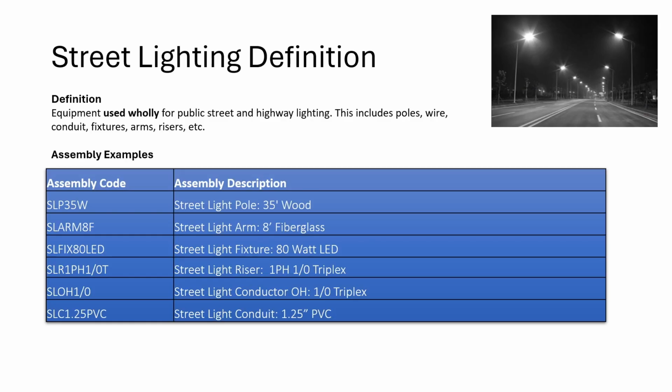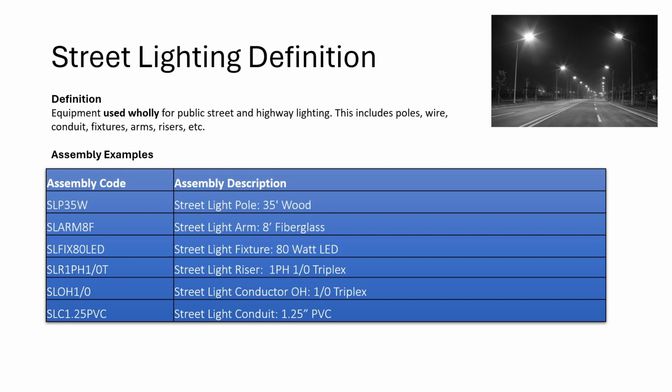Street lighting is defined as equipment that is used entirely for the illumination of public streets and highways. This includes more than just the fixture itself. It includes poles, wire, conduit, streetlight arms, risers, etc. So if the light that is illuminating an area is not a public street or highway, then it doesn't necessarily fall under the street lighting definition.